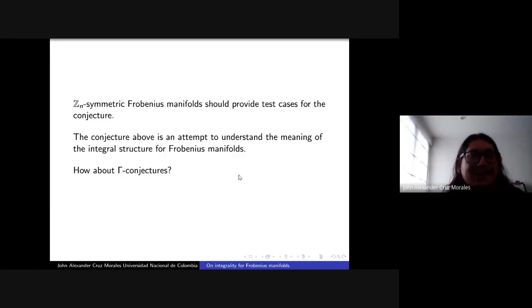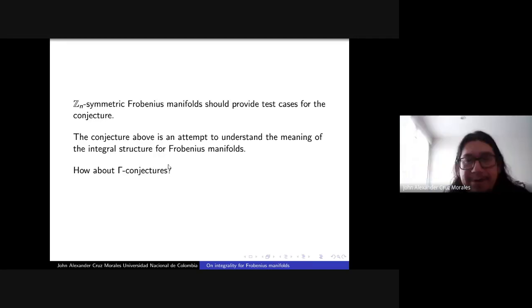That's, in very informal terms, what is going on. And then this integral lattice in the Gromov-Witten theory is related with this gamma class. The existence of this gamma class and this relation between these integral structures and mirror symmetry is the content of the gamma conjectures, right?